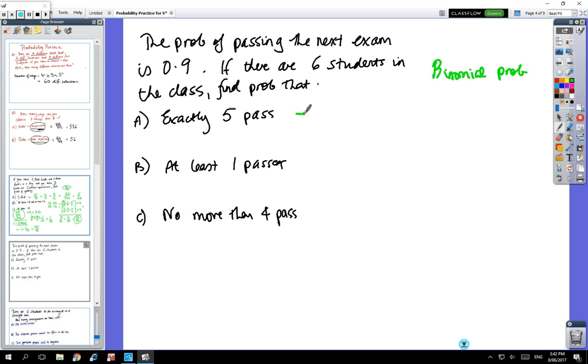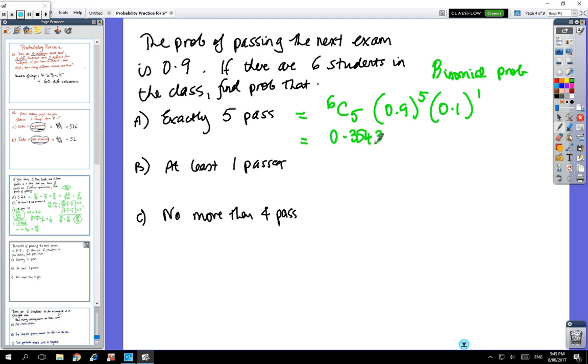Okay, so we don't care who the 5 are, so the order's not important. So it's 6C5. We want 5 to pass, and we want 1 person to fail, unfortunately. So we've got 6 times 0.9 to the power of 5 multiplied by 0.1, and that answer is 0.3543. Again, that's 4 decimal places.